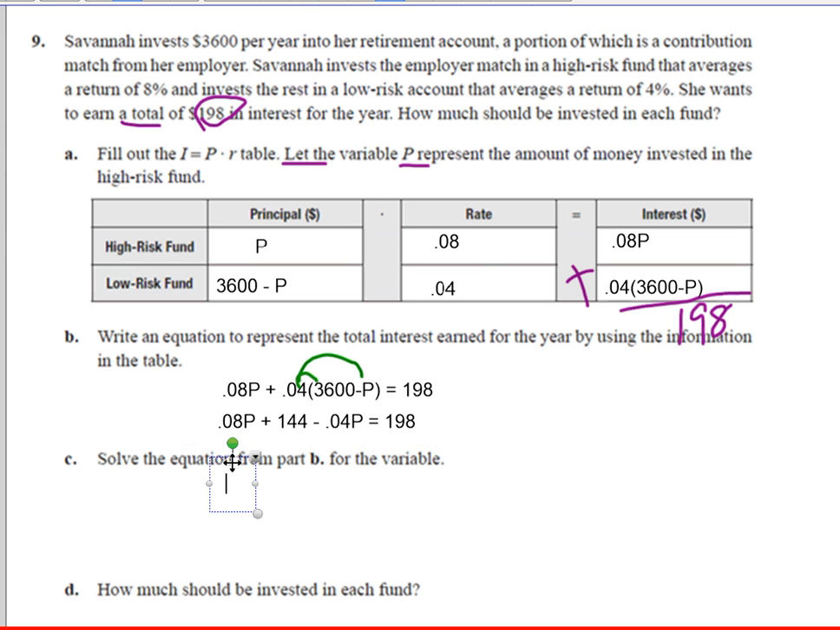Next step would be to combine like terms. On the left, we have 0.08 minus 0.04 for our P, so we have 0.04P left when we subtract. So we still have plus 144 equals 198. Now we'll subtract 144 from both sides because we already have all our P's on the left. And so when we do that, we get 0.04P equals 54.